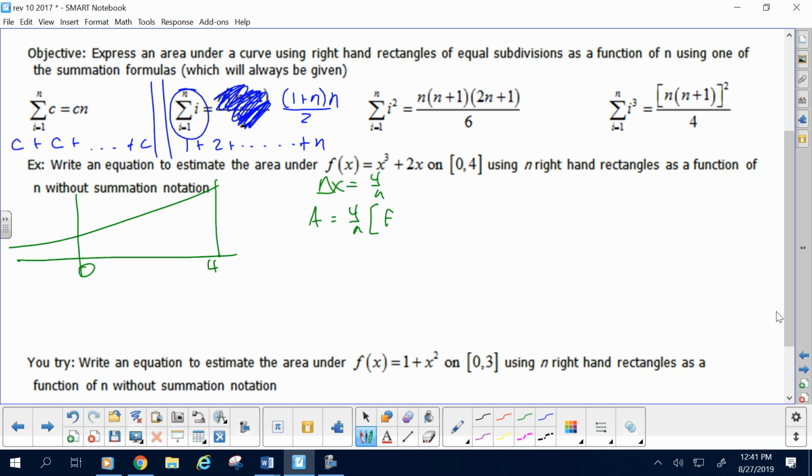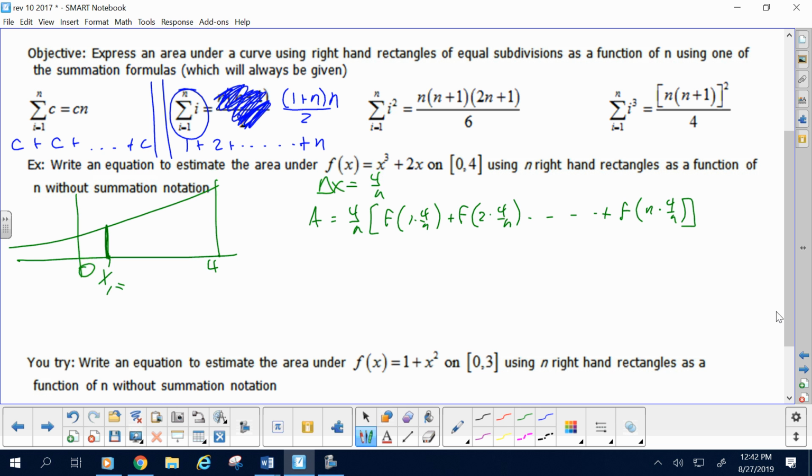And the area then is 4 over n and f at what? What's my first x if I'm using right hand? Is it a starting value plus delta x, or is it just straight up starting at 0, so just about the delta x? Delta x. So it's f at 1 times 4 over n plus f at 2 times 4 over n, terminating at f of n times 4 over n, because we're using right-hand rectangles. That's why that happens. Very cool.